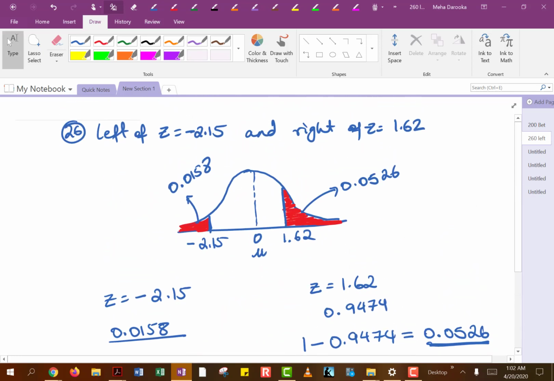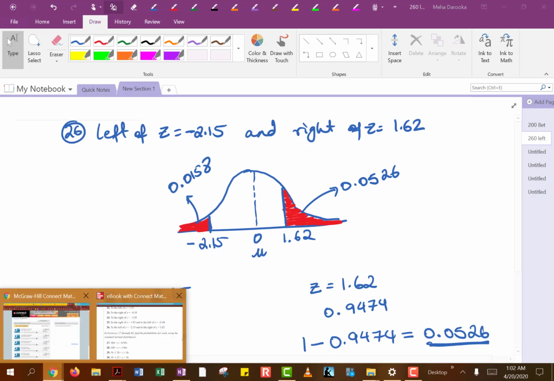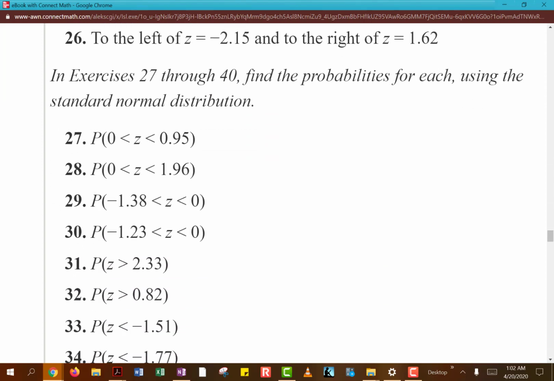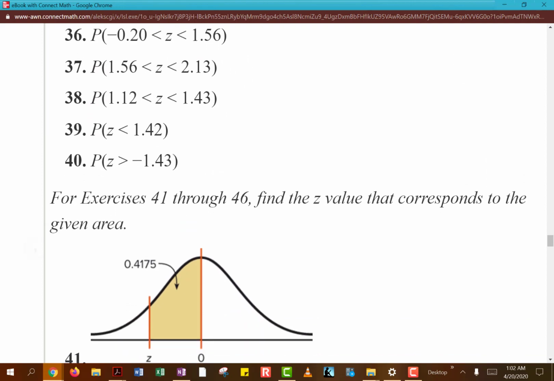Okay, so just two different examples to kind of show you how we can do these calculations. Now, the next example I wanted us to look at is going to be example number 48 over here.